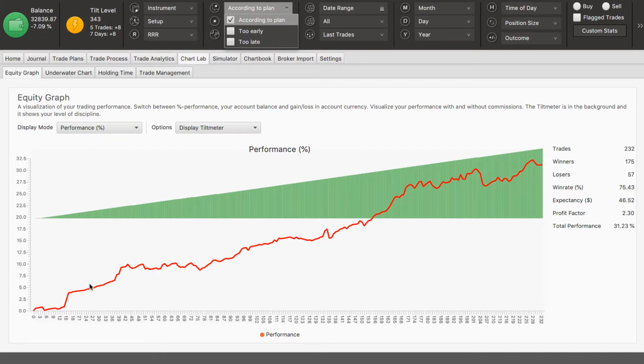And you can see he would have made a potential return of 31% on his trading. Compare that to the 7% that he lost. And you can see that if he follows the plan, he would have made a lot of money, or he would have made huge returns actually, compared to being a losing trader overall.